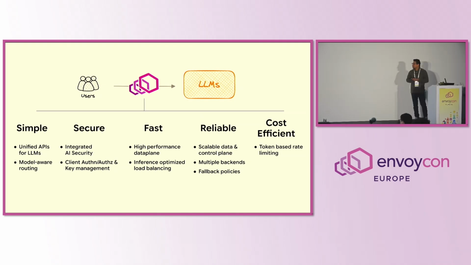Then in terms of speed and performance, Envoy by itself natively has a very high performance data plane, but now we are also evolving the load balancing capabilities of Envoy to be more catered towards LLM workload patterns. And then finally, in terms of reliability, being able to serve across multiple backends and having routing policies, again based on the model name, helps you drive better reliability. And in terms of cost efficiency, being able to do things like token-based rate limiting.